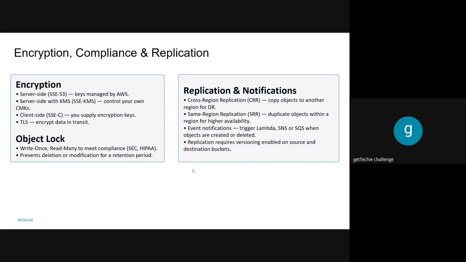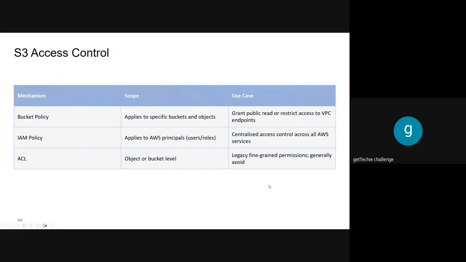So if you want to do replication, you have to enable versioning both on the source and the replica bucket. Okay, that being said, access control.